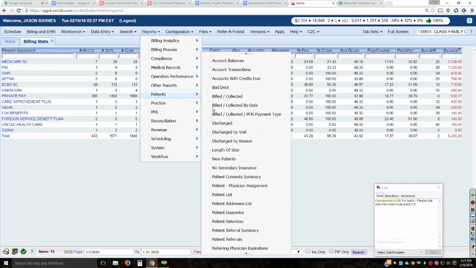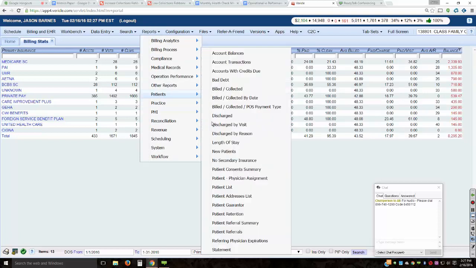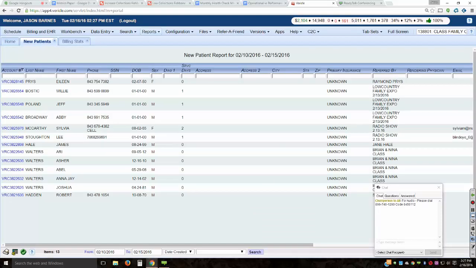So if you head over to patients, you'll see a new patients report. This new patient report will bring up all of those people who had patient accounts created in the system. It does not mean that they had a first visit.